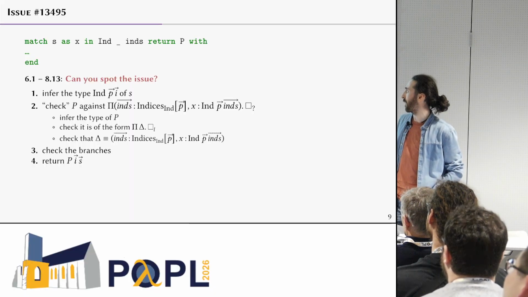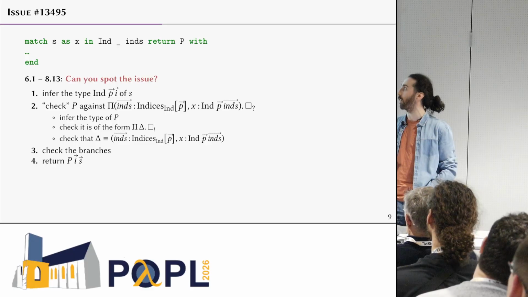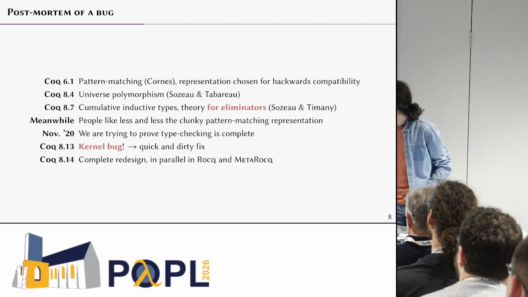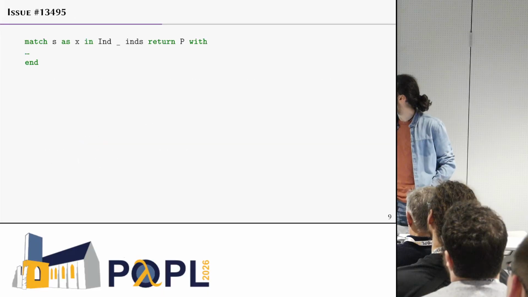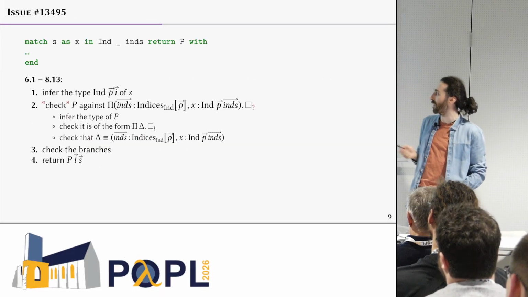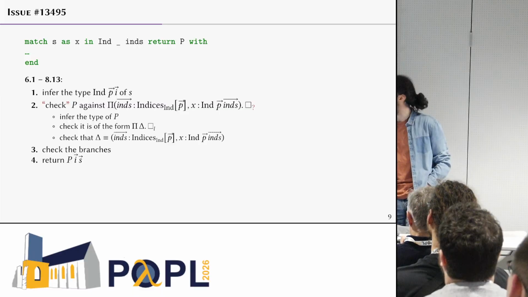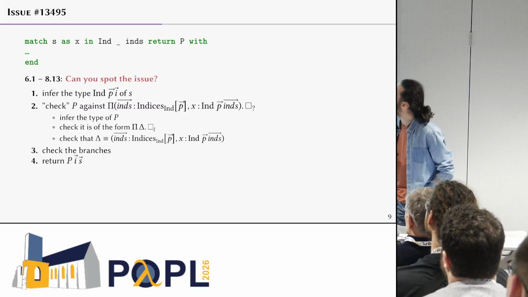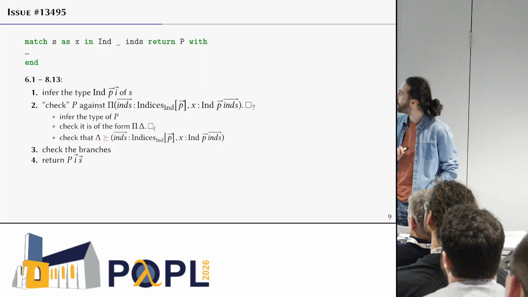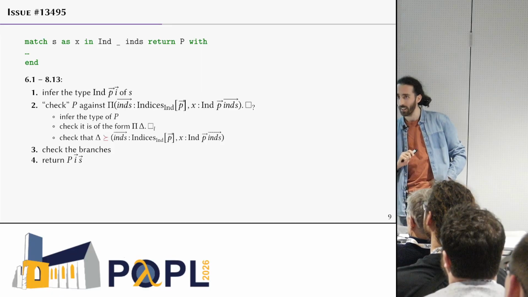It was not in 6.1. I think this was introduced in 8.7, when cumulative inductive types were introduced. So between 8.7 and 8.13, nobody was able to spot the issue. The issue is actually here. You should be using subtyping instead.